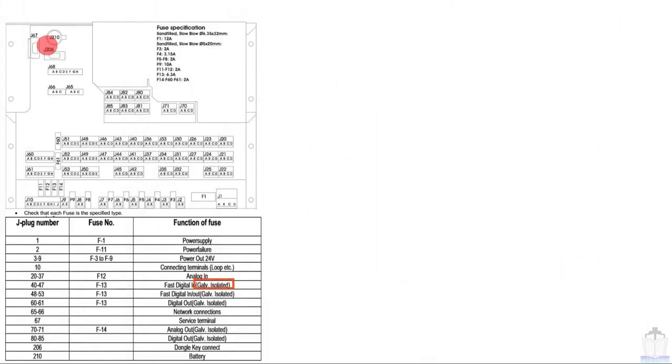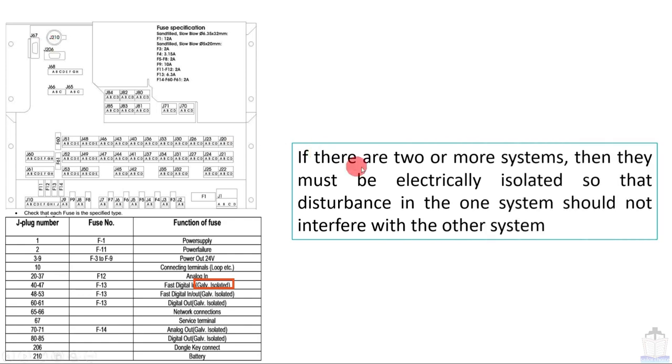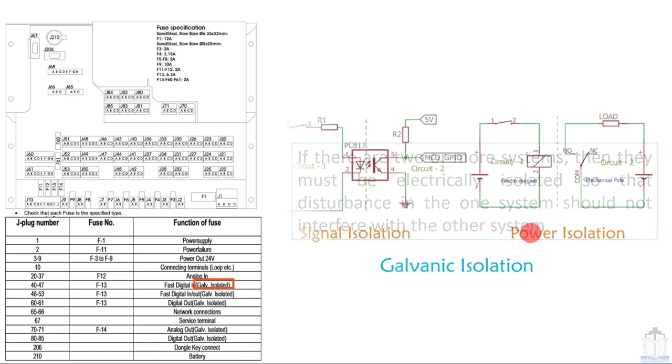Now we are going to see our next topic, that is galvanic isolation. What is galvanic isolation? If there are two or more systems, then they must be electrically isolated so that disturbance in one of the systems should not interfere with the other system. That is the idea behind implementing this galvanic isolation. Okay, now we will see with the example.